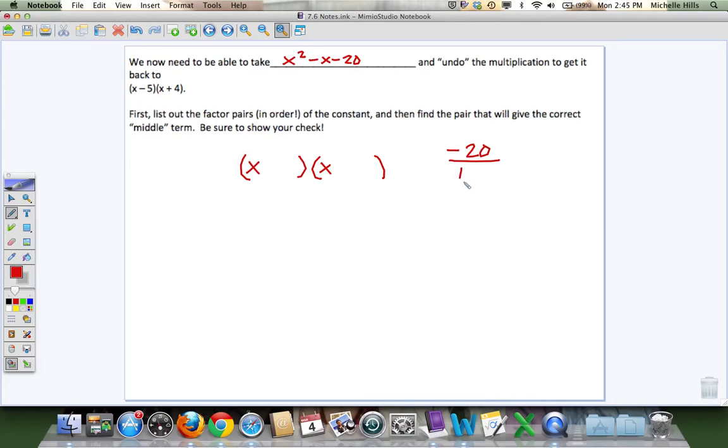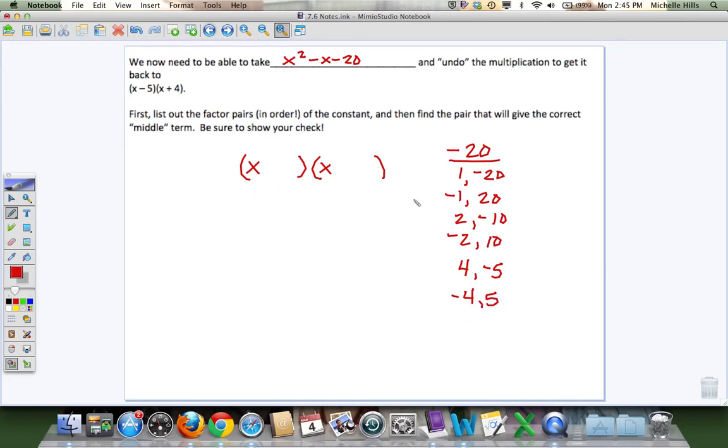Always start with 1. To get a negative, I would have to have a positive times a negative, so positive 1 times negative 20, or it could also have been negative 1 times positive 20. Also, I could have multiplied by 2, because I always go from 1 to 2. 2 times negative 10, negative 2 times positive 10. 3 doesn't go into 20 evenly. 4 does, though. 4 times negative 5, negative 4 times positive 5.